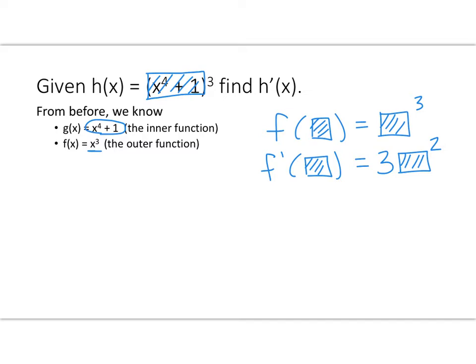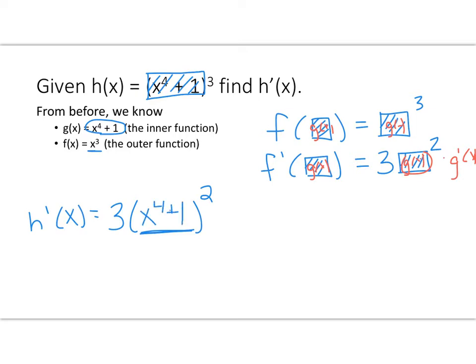Well, now the g of x is what's hiding inside that box. This is g of x hiding in here. That's g of x, and that's g of x, and that's g of x. So to take this derivative, I would also now need to multiply this times the derivative of what's inside that box. So to write h prime of x, I use my power rule, 3 times, and that's going to be to the squared, and right here this is just g of x. That's x to the fourth plus 1, but the extra step is now I need to multiply it by g prime of x, which is 4x to the third.